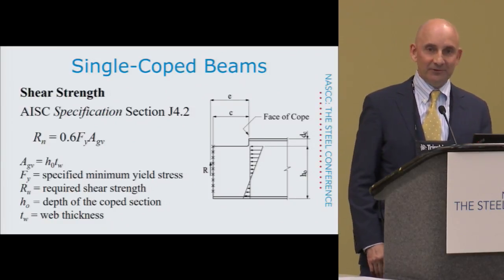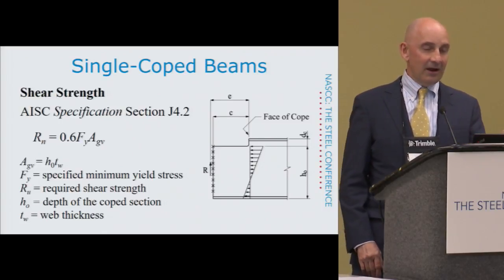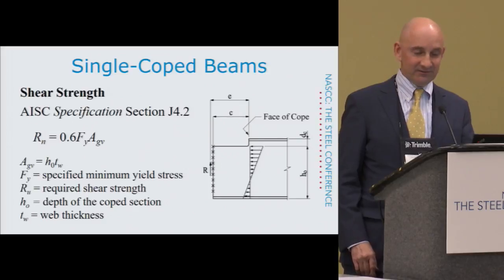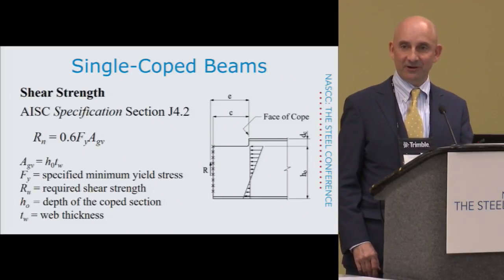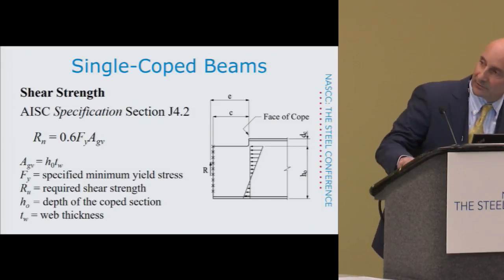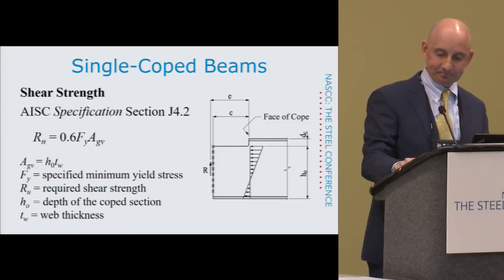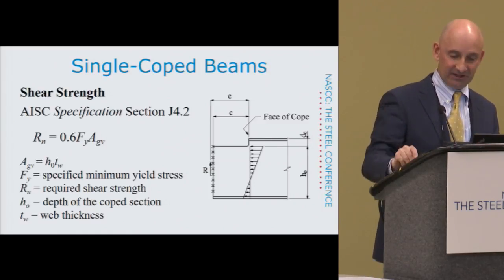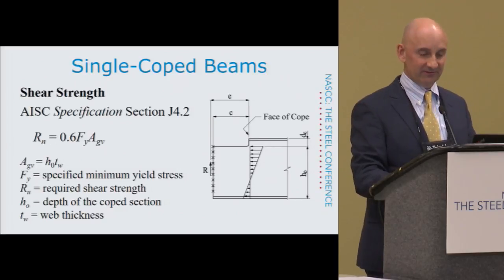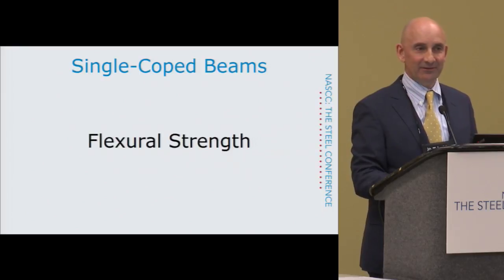So what we're going to have as a nominal strength is 60%, that 0.6 is the von Mises shear factor, times the yield stress, F sub y, times the gross shear area, A sub GV, which is H sub O. H sub O is the remaining depth at the coat section. So we're looking at this cross section here, with the remaining depth of H sub O. So it's going to be H sub O times T sub W to get A sub GV. All right, so there's not really much to talk about on that. That's straight out of the specification.